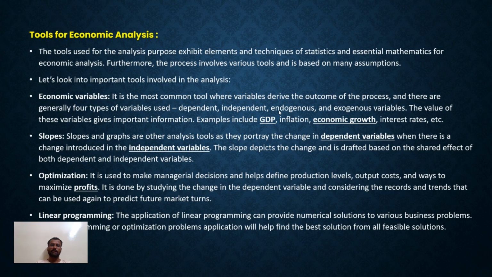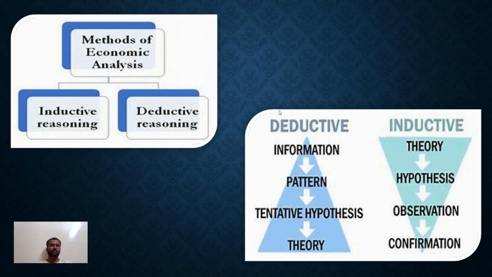Optimization. It is used to make managerial decisions and helps define production levels, output costs, and ways to maximize profits. It is done by studying the change in the dependent variable and considering the records and trends that can be used again to predict future market trends. Linear programming. The applications of linear programming can provide numerical solutions to various business problems. Linear programming or optimization problem applications help find the best solution from all feasible solutions. The methods of economic analysis are divided into two parts: inductive reasoning and deductive reasoning.